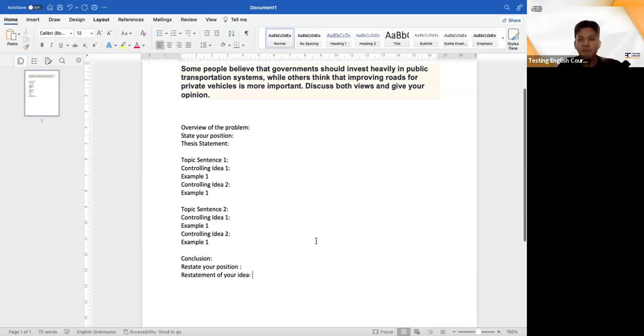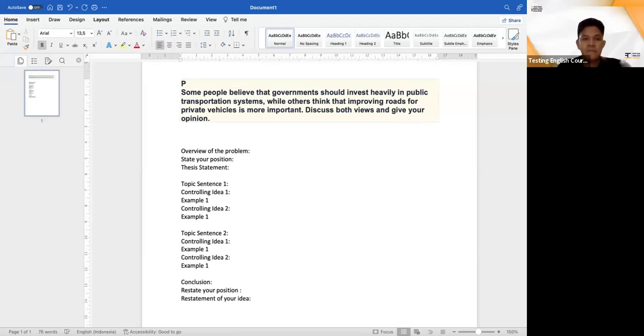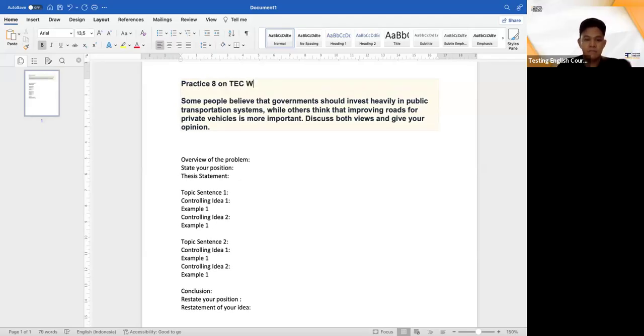So let's see. The overview is going to be about, let's say, paraphrasing the topic here. Let us understand first, Ms. Stella. This is practice 8. Some people believe that government should invest heavily in public transportation systems, while others think that improving roads for private vehicles is more important.